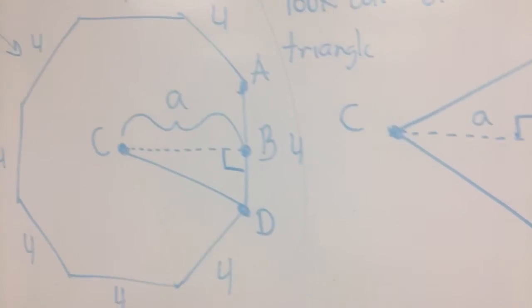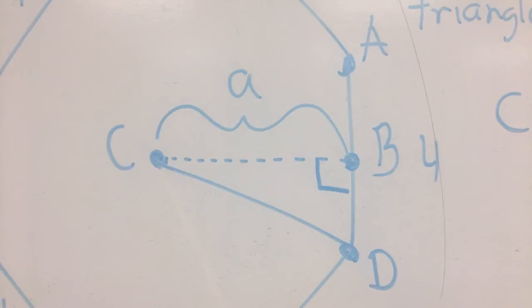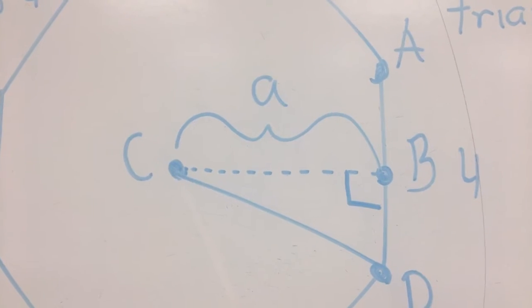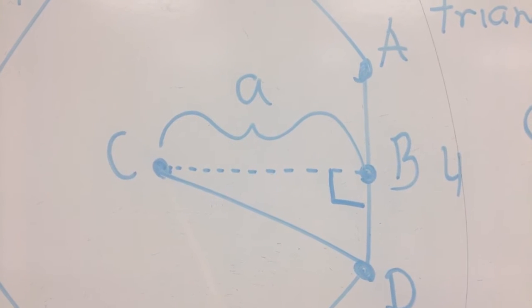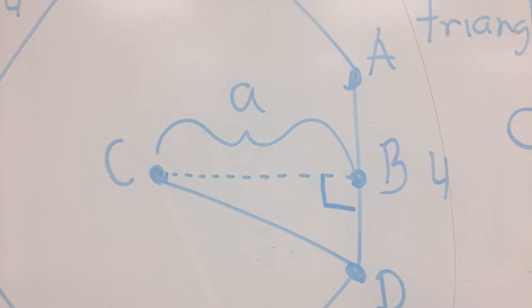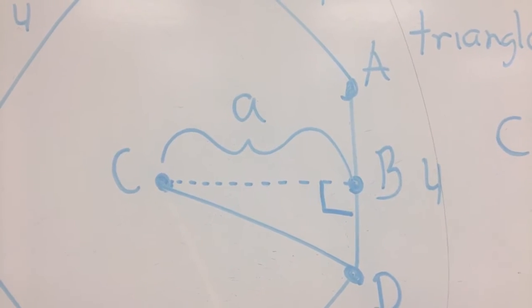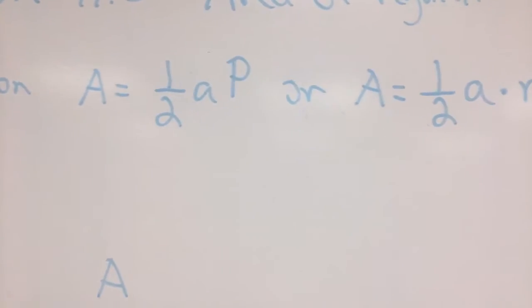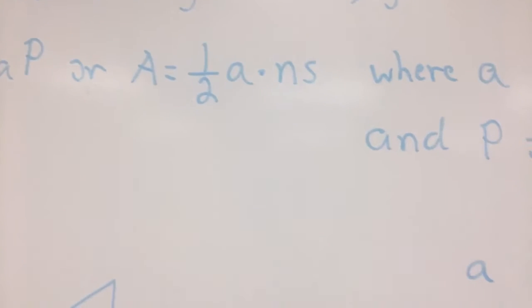So the length of the apothem, that distance from C to B, is 4.8284. So how do you find the area of this regular polygon that happens to be an octagon? Well, you go back up here to your whiz-bang formulas, okay?